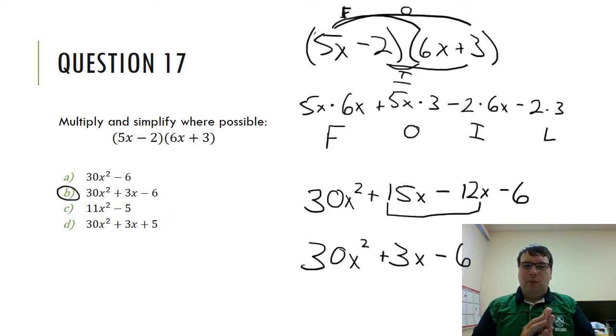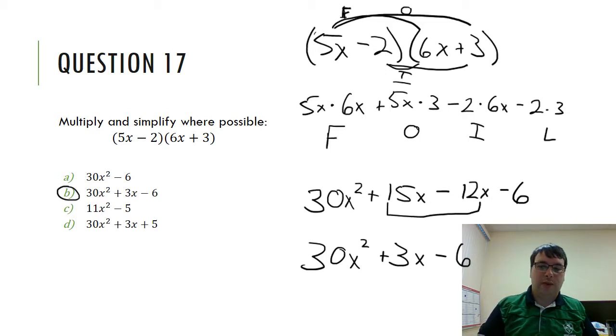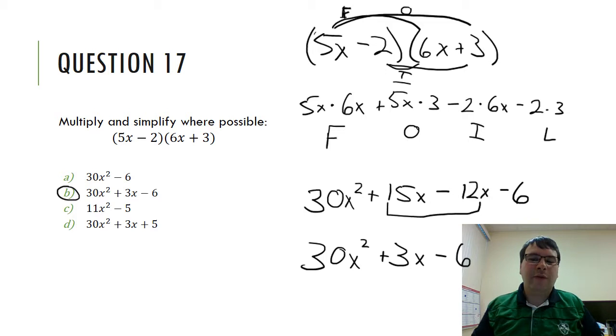So, question number 17 tells us that we are multiplying and simplifying where possible. Same instructions as the last problem. But this time they gave us a binomial and another binomial. Now, there's a couple things that we could do here, but I'm going to use the FOIL method. So, I'm looking at 5x minus 2 times 6x plus 3. Now, just in case you're not familiar with FOIL, this is how it works.